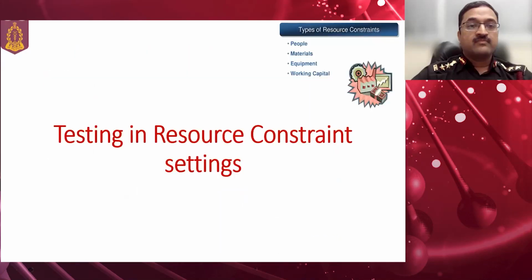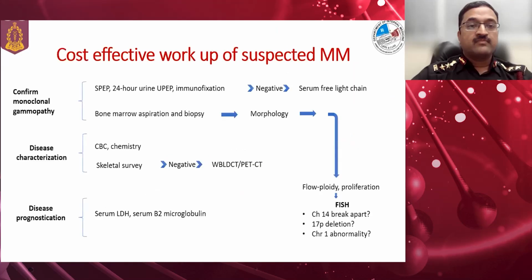Now, in our scenario, I'll give you a small flow chart. For the confirmation of the monoclonal gammopathy, people can do SPEP and 24-hour urinary protein immunofixation. If negative, do free light chain. Then bone marrow aspiration biopsy, look at the morphology. If the morphology shows ploidy or proliferation, then go ahead with the FISH.